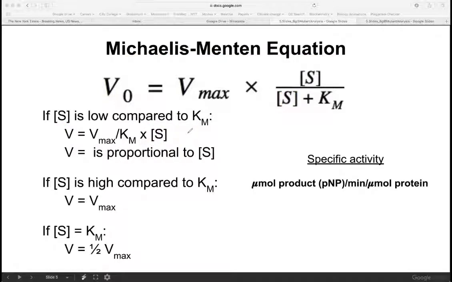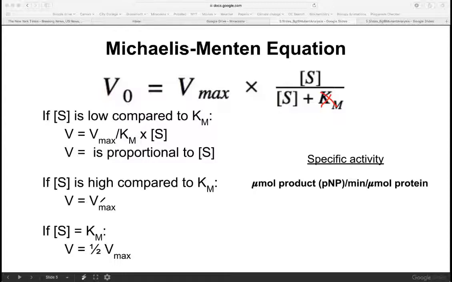Now let's take another case where substrate concentration is high compared to Km. If the substrate concentration is high compared to Km, then this term kind of goes away, and this just becomes S over S, or 1. So V is equal to Vmax. And that's exactly what Vmax is.